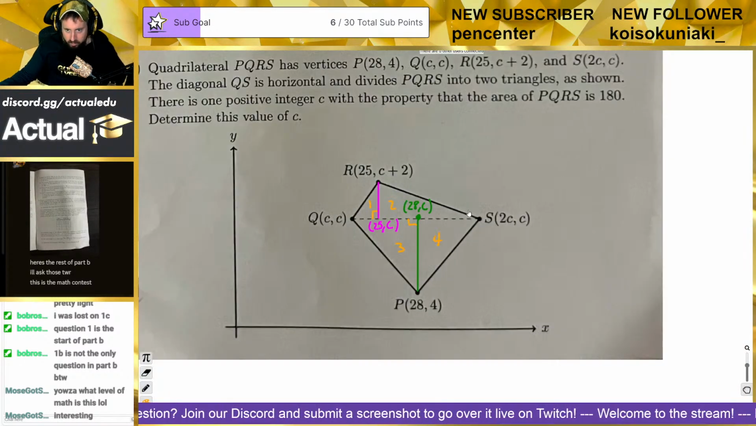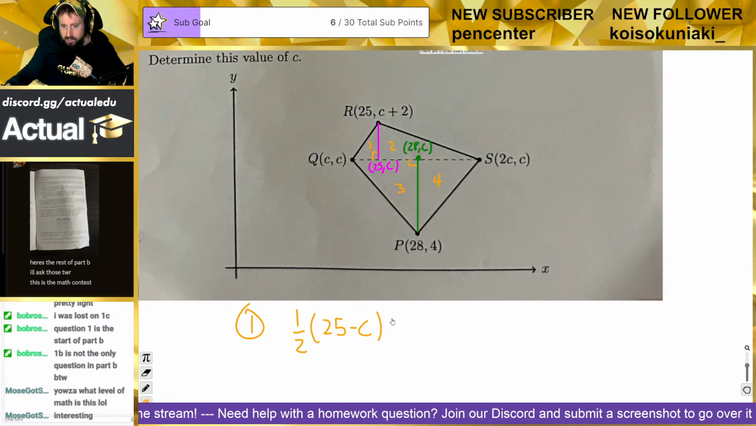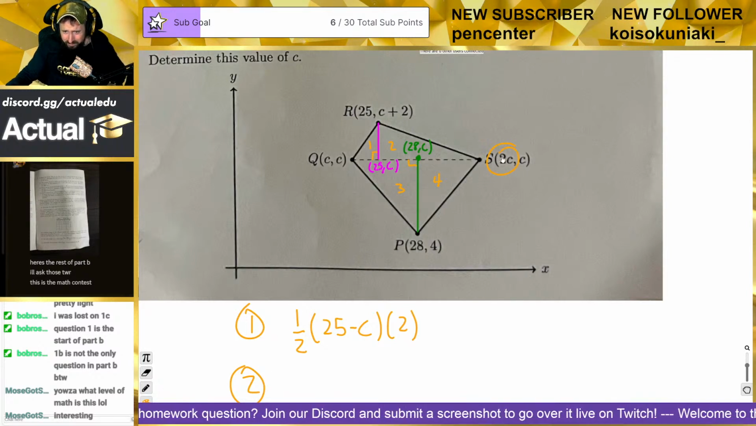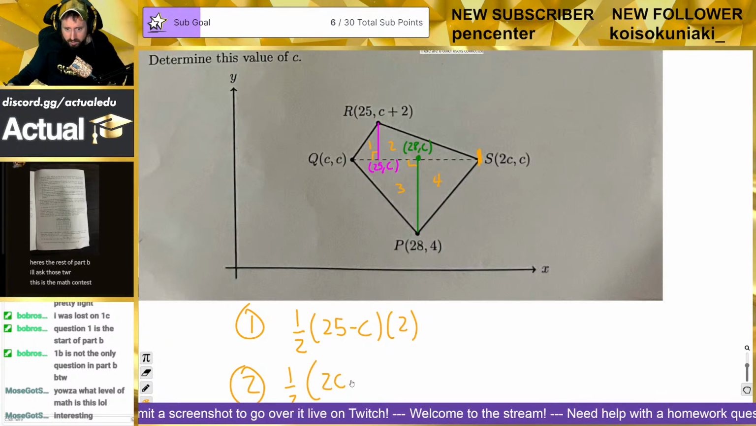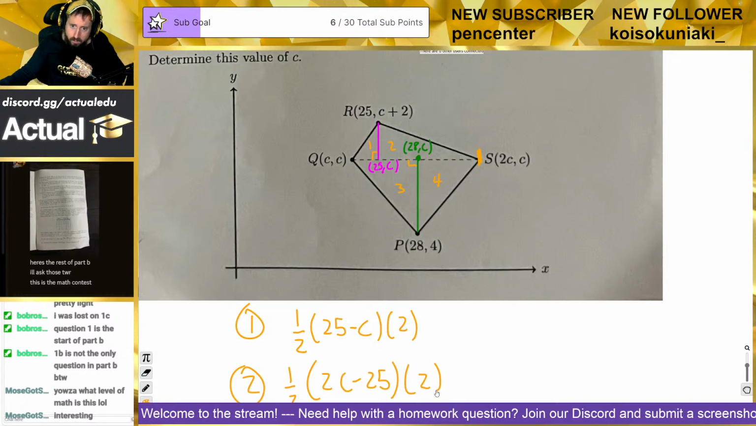Okay. So let's do triangle 1. Triangle 1 has a base of 25 minus c. So I'm going to say, okay, area is equal to 1/2, 25 minus c, times the height, which is c plus 2 minus c. So that's just equal to 2. Okay, that's not too bad. This one is going to be 2c minus 25 times the same height, which is, again, just 2. Okay.